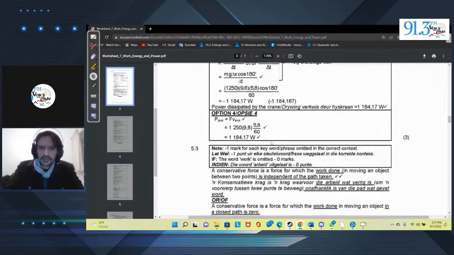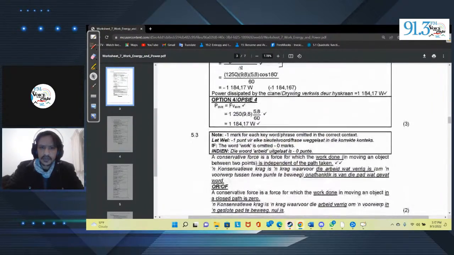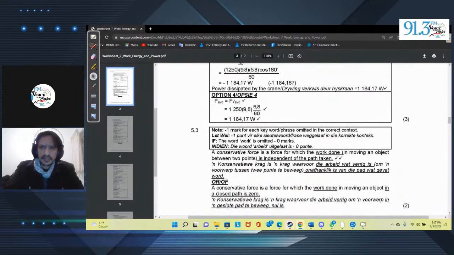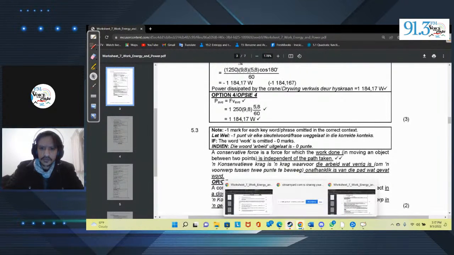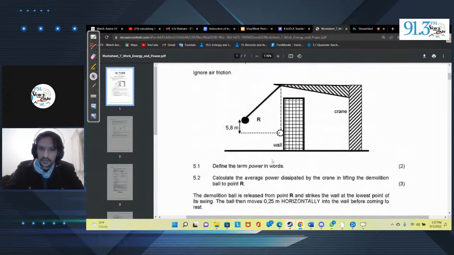Let me just go over here. Right. So now let's see the next question. Open it up here. There we go. The next question is: is the force which the wall exerts on the ball a conservative or non-conservative force? Well, let's look at the scenario.